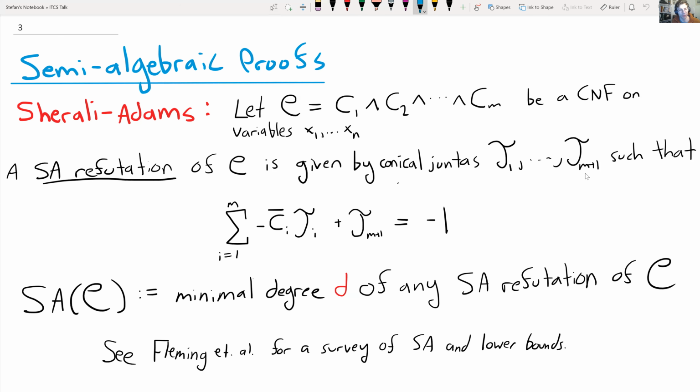And if you'd like to see more specifically on lower bounds or other semi-algebraic proof systems, I recommend seeing Noah Fleming's survey on Sherali-Adams and other semi-algebraic proof systems.